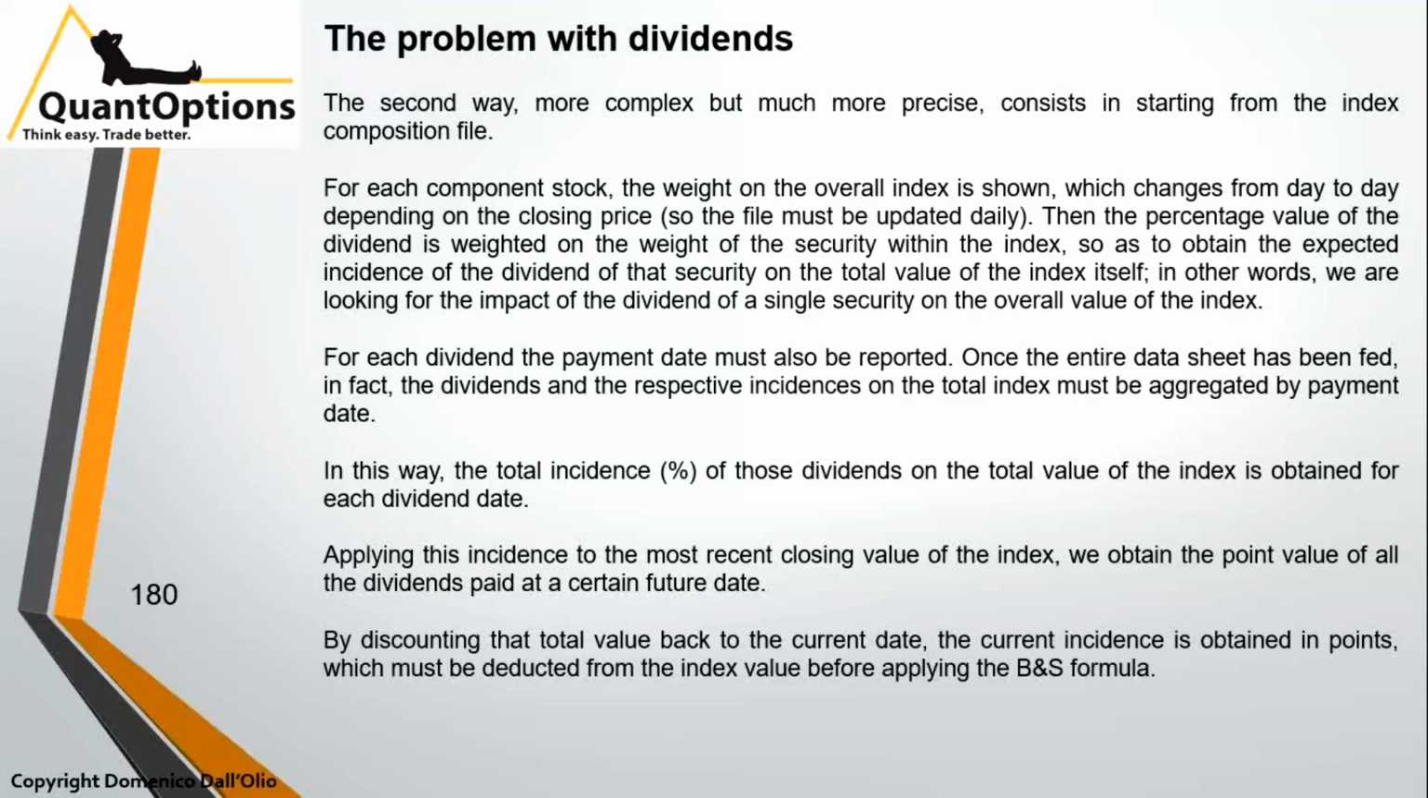Applying this incidence to the most recent closing value of the index, we obtain the point value of all the dividends paid at a certain future date. By discounting that total value back to the current date, the current incidence is obtained in points, which must be deducted from the index value before applying the Black-Scholes formula. It's quite complicated, I understand. I just wanted to let you know how it works.